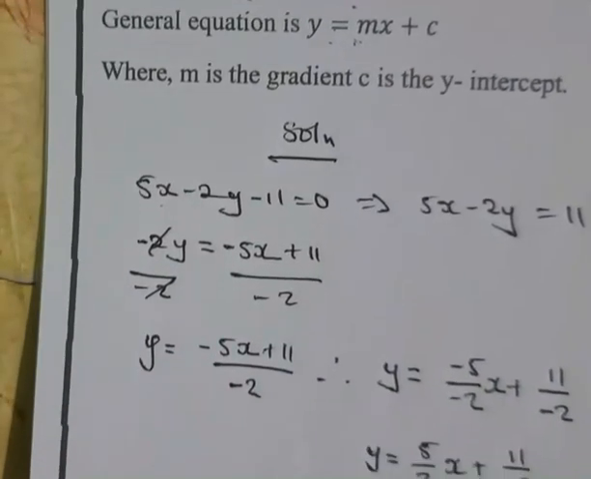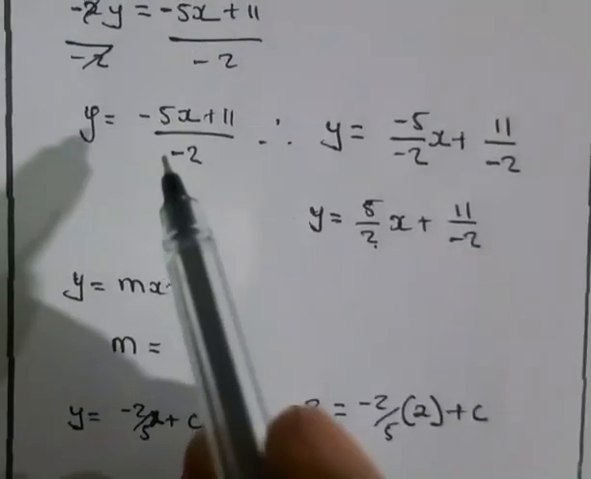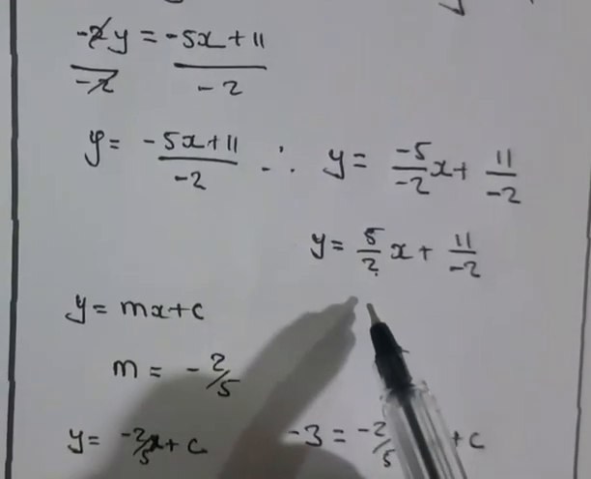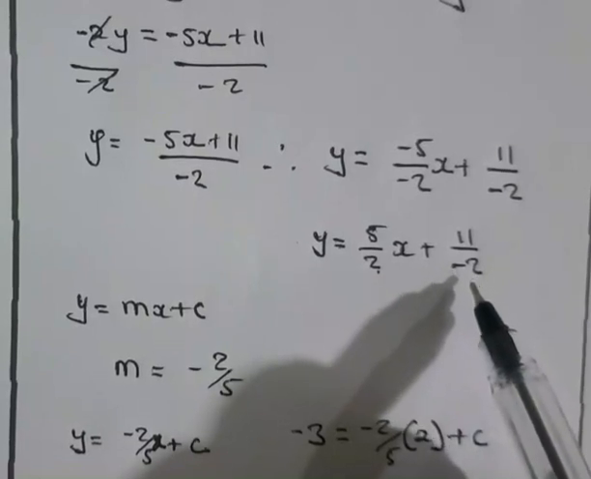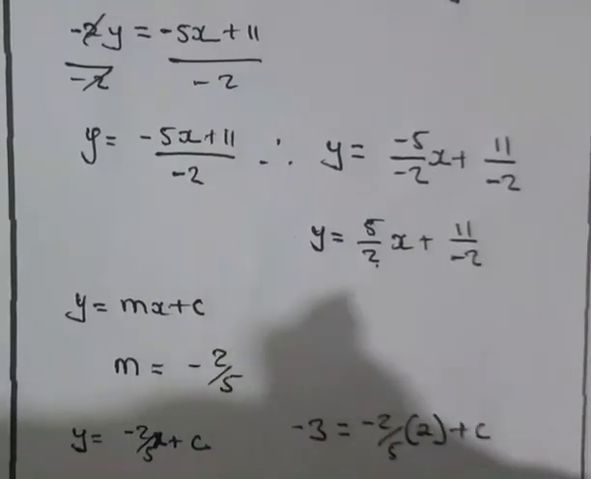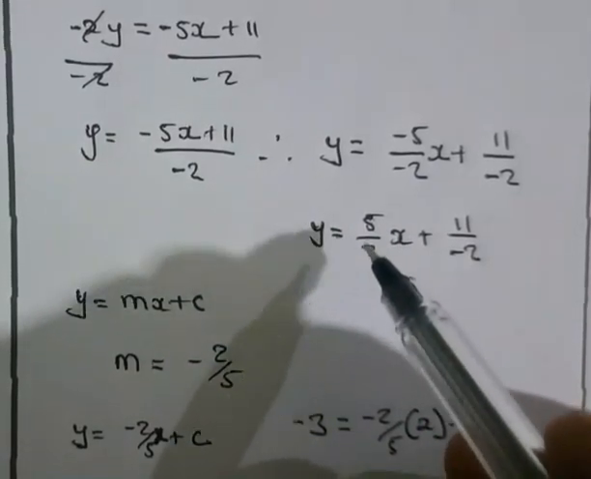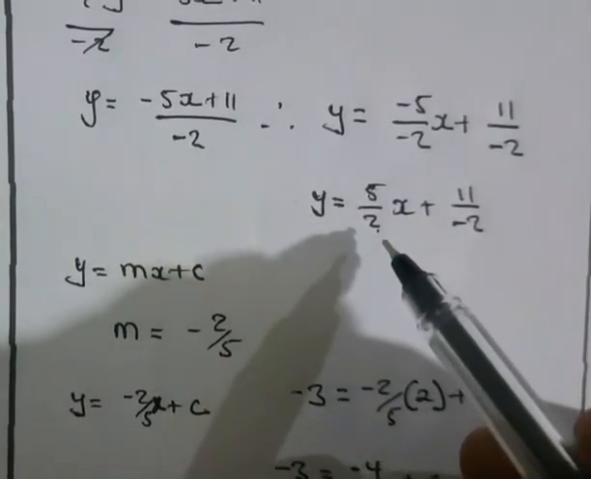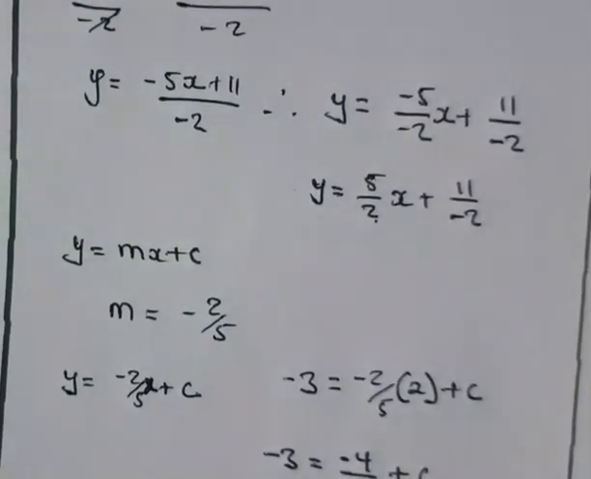So just like what we did here, after making y the subject of the formula, we had y equals 5 over 2 x plus 11 over -2. In fact, this one should be negative 11 over 2, not like this. But anyway, our main interest is on this one, because this one is already positive. So since it is positive, when we want the gradient of the line perpendicular to this one, we just flip it and of course give it a negative sign.